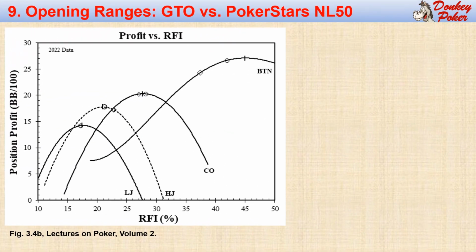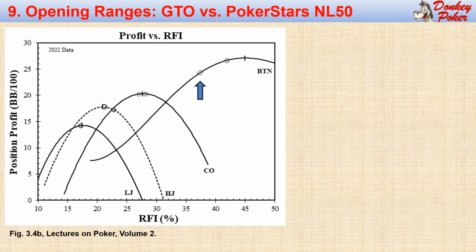For example, this graph plots the profit we make at each position on the vertical axis versus our RFI percentage on the horizontal axis. RFI means raise first in, which is the same thing as opening. Each curve has a peak at the optimal RFI value, shown here on the button curve, whereas the GTO values are indicated by the circles, shown here, and the Holy Grail values are indicated by the diamonds, shown here.